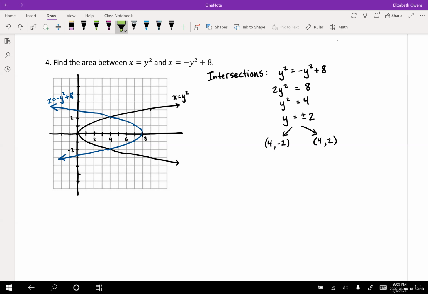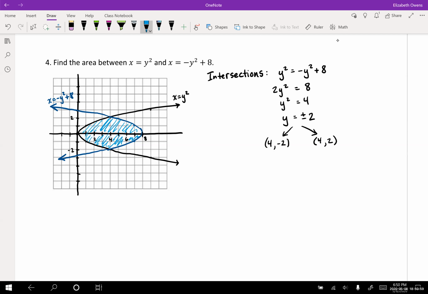Then on the graph, you can spot the intersections, but you can also use our intersection trick of setting the two functions equal to each other and solving for y here, y equals plus or minus 2. So you can see we get intersection points at 4, negative 2 down here and 4, positive 2 up there. So that'll be handy to have. You can also see from our graph the area that we're really looking at. It's all of this kind of lumpy rugby ball shaped area in here.